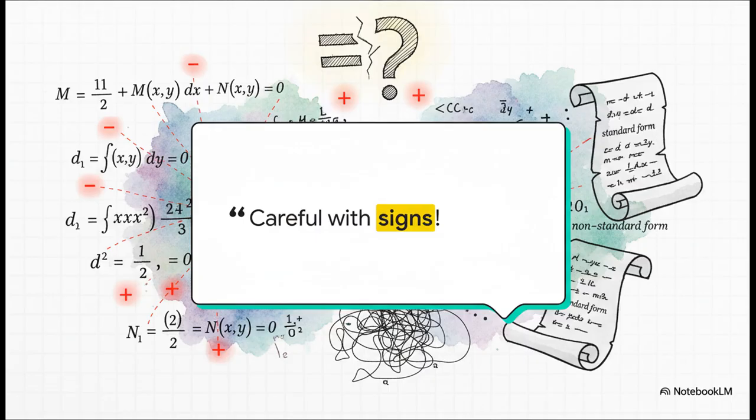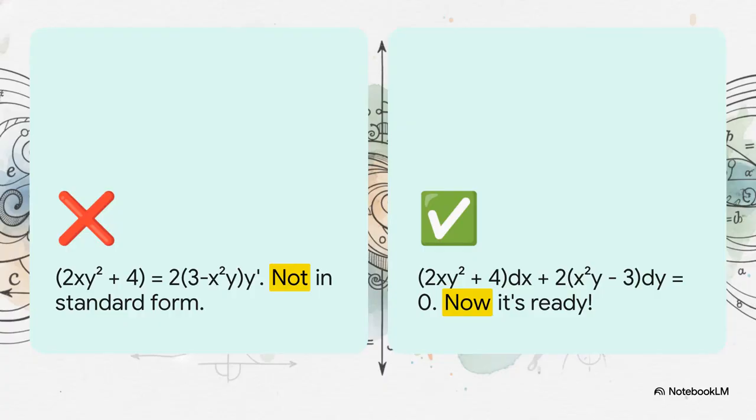What's the number one most common pitfall? It's not the calculus, it's the simple algebra, especially with negative signs. Let's look at a problem that isn't in standard form to start, where one tiny mistake in the setup can derail the entire solution. So look, the most crucial thing is getting the equation into that m dx plus n dy equals 0 format. Look at the initial form on the left.